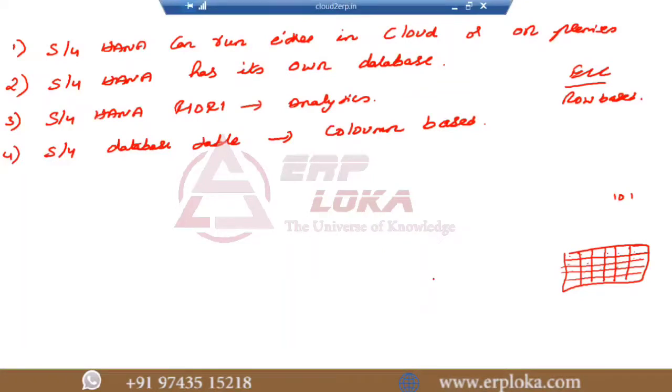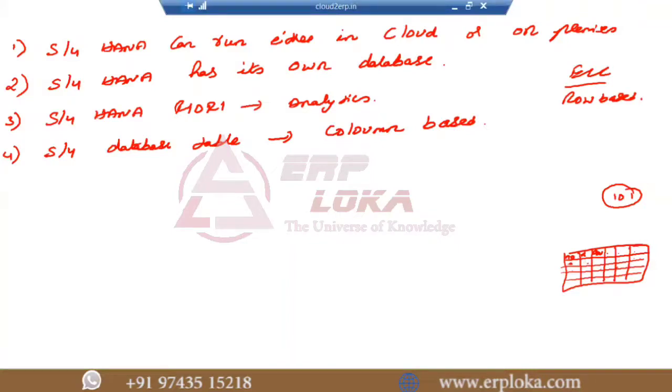Take an example of columns in an Excel. You have a material number, a description, and a base unit of measure. In an ECC system, if you want to search for a material number, it searches this column first, then it goes for the description, then the base unit of measure, so it takes more time. It is checking all the rows.